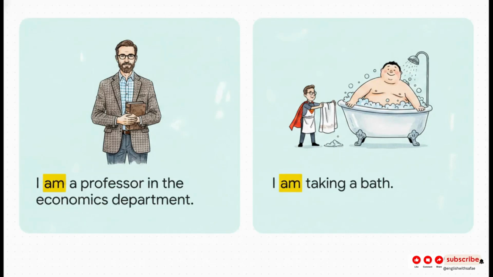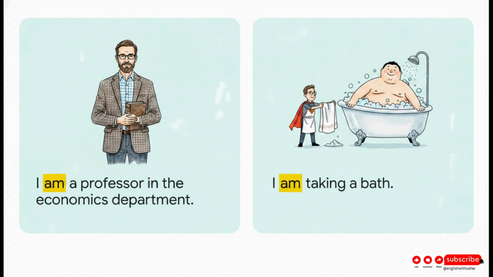Now, what's really interesting about this slide is the dual identity of certain verbs. The verbs be, do, and have are incredibly unique because they can be used as either a full main verb or as an auxiliary helping verb, completely depending on the sentence.